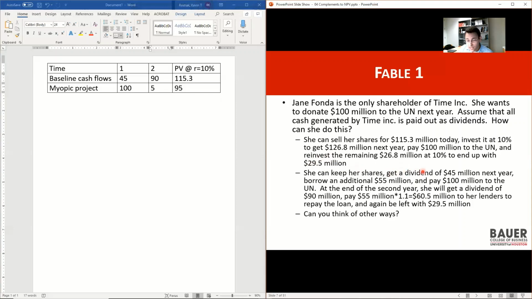She keeps her shares till time 1, and then she gets a loan at time 1. She borrows the other 55 million at time 1 so that she can pay the UN, and then she pays off her loan. The investors pay off their loan based on the dividends that you pay them at time 2. Or they could do any kind of combination. You could do any combination of the loan and equity yourself, or your investors could do some combination of selling equity and raising loans themselves.